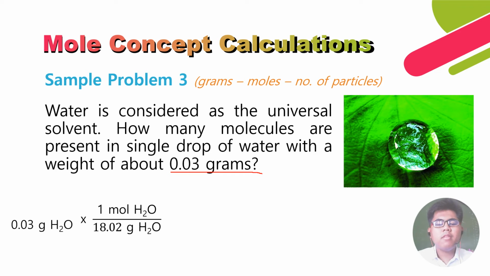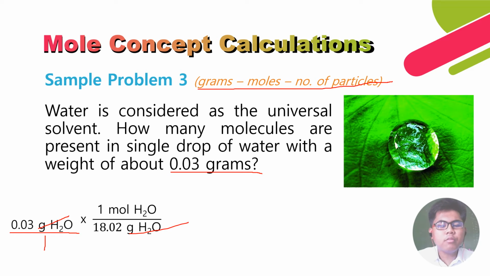Sir, paano po nalaman na ilagay sa baba itong si 18.02 gram H2O at si 1 mole H2O sa taas? Okay, simple lang. You have to think of canceling the units. Diba? I previously mentioned to you na 0.03 gram H2O is over 1. Now, we can cancel this and this. So, matitira na yung mole. Ngayon, kapag natira na yung mole, kasi you have to follow this pattern eh. Okay, from grams, kailangan ma-convert mo muna siya sa mole bago mo ma-convert sa number of particles.